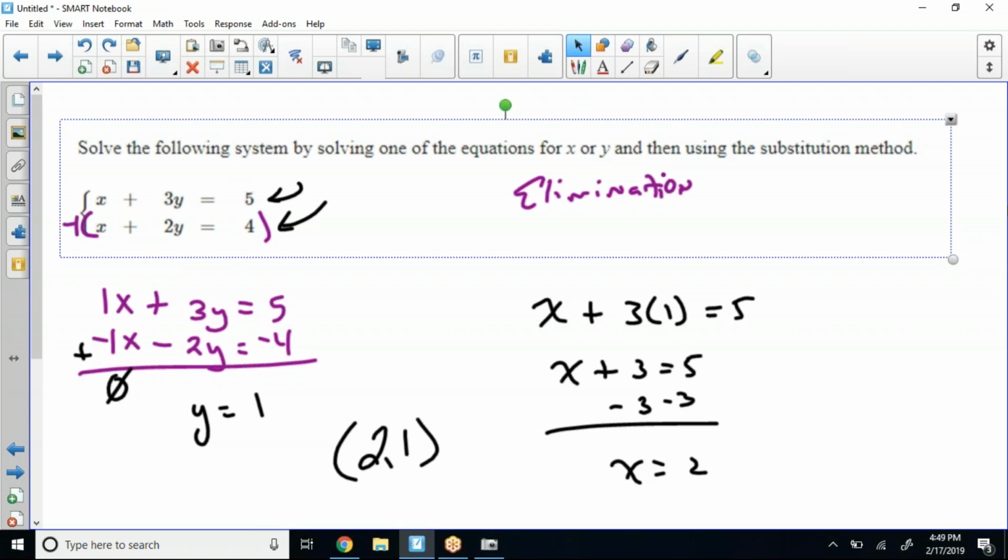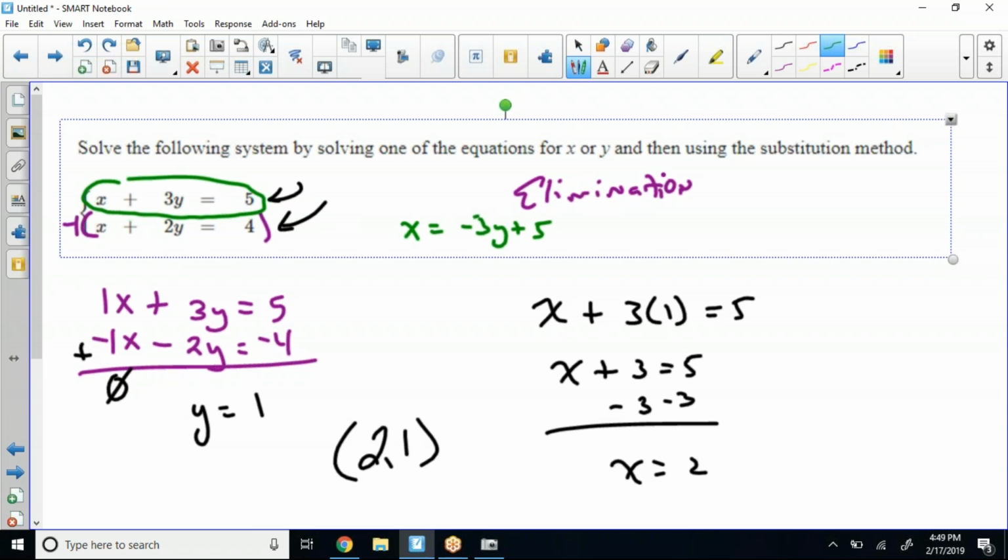If they had it like here, I'll show you. If they took this equation right here and had it written like x equals negative 3y plus 5, and then they had x plus 2y equals 4, and they said solve by substitution, then I would do substitution all day long because I would have it already solved in terms of one variable. Doesn't matter if it's x or y. It just has to be solved in terms of one variable. But because these are in standard form, just do it by elimination. So much easier.